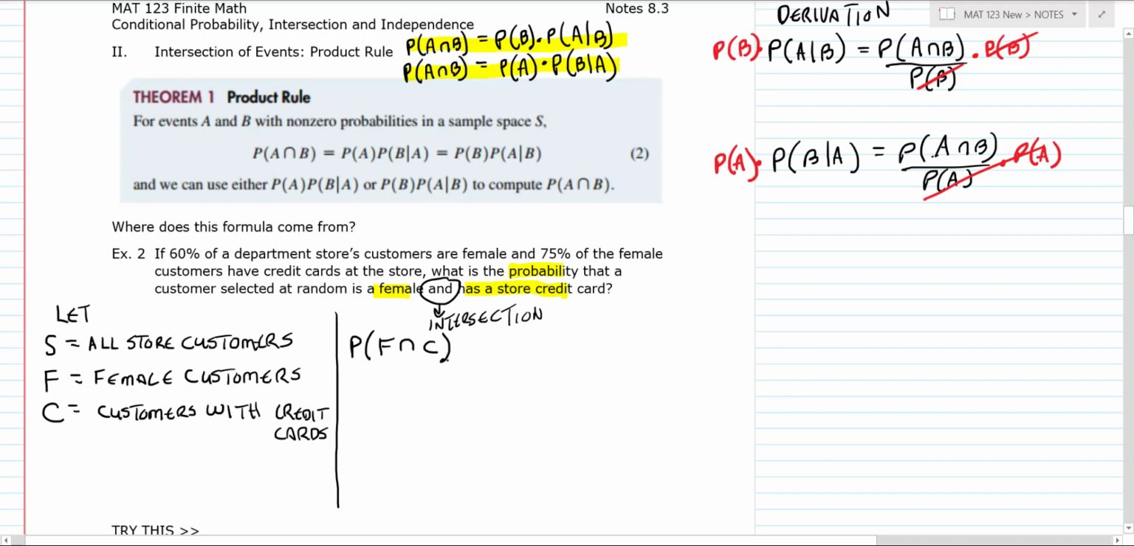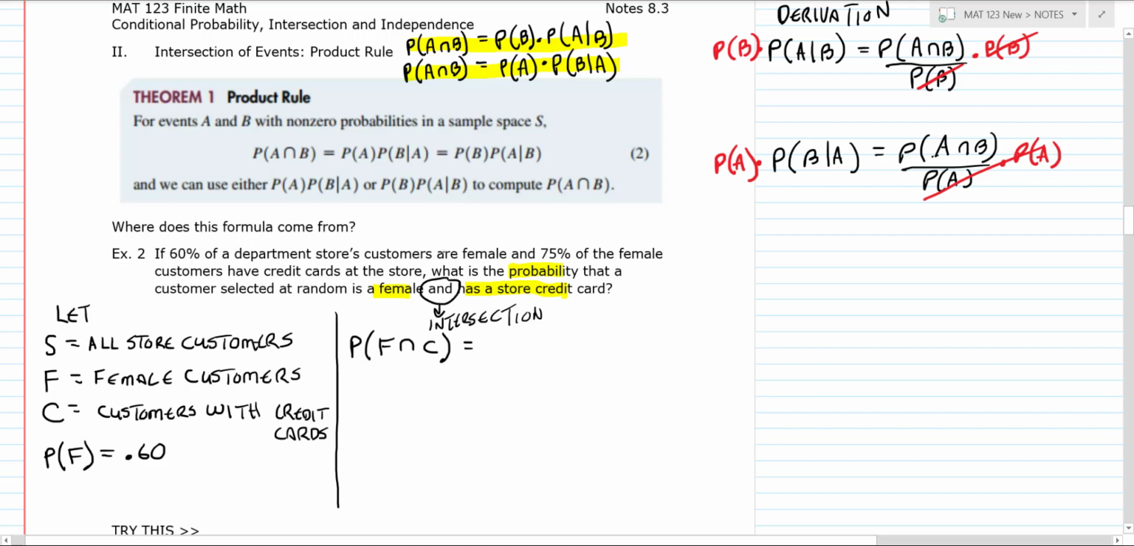All right, so according to this formula, you would want to apply one of these formulas right here. Now, we know the probability that they have a credit card given that they're female, because it says 75% of the female customers have a credit card. Over here, the probability of being female is 60%. So 60% of these customers are female, and I'm going to write that as 0.60.